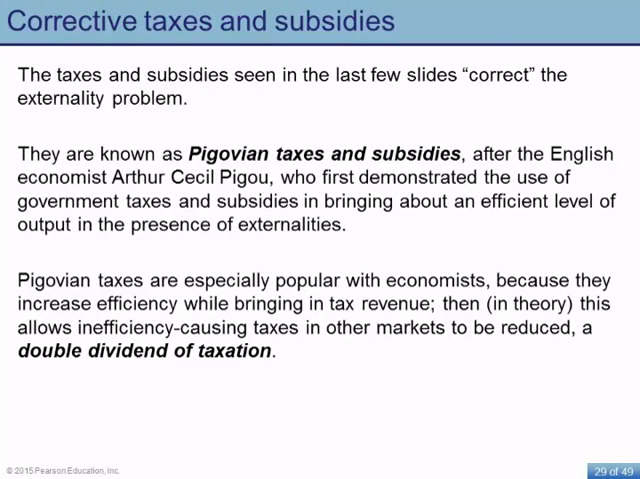The last two figures illustrated examples of Pigovian taxes and subsidies, named after the English economist Arthur Cecil Pigou, who was the first to propose using government taxes and subsidies to correct for externalities and improve economic efficiency by eliminating deadweight loss. Many economists especially like Pigovian taxes, not only because they increase producer and consumer surplus, but they also generate revenue for the government that could be used to replace other economically inefficient taxes, resulting in a double benefit or dividend of taxation to society.